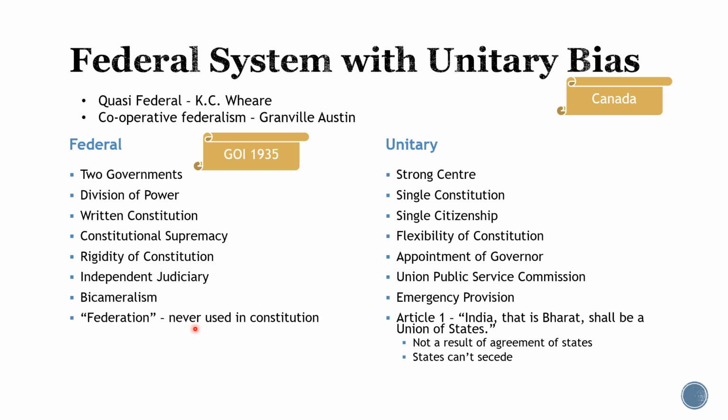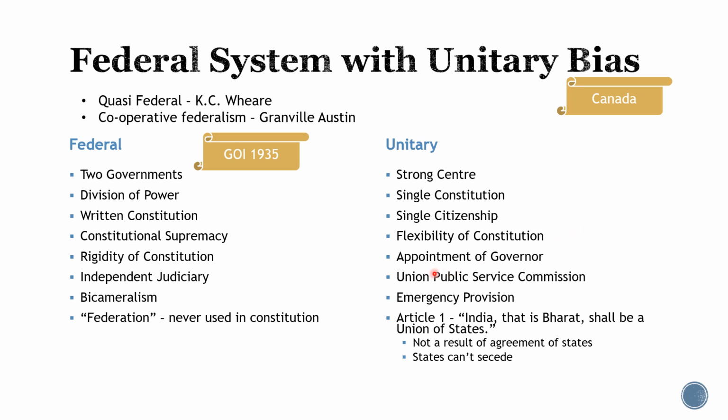Now let's look at the unitary features of our constitution. So we have a strong center, as we can see. So we have the residuary powers to the center, right? So that also means it's a strong center. Then we have a single constitution. We do not have multiple constitutions like the USA. We have flexibility of the constitution, that is a unitary feature. So rigidity is a federal feature, but flexibility is a unitary feature. And why that is because when you are able to change something, when you are able to change the constitution, that favors the center more, right?